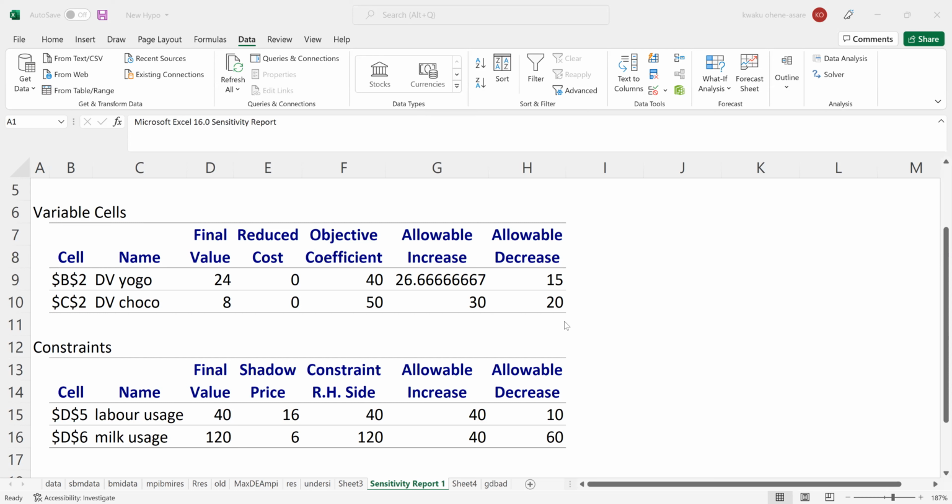Yes, so the optimal solution would be producing 24 fan yogo and 8 choco. But the final value can tell us what the optimal solution is. Relax, you can be wrong. Don't tell me the answer. Oh, how did you get it? What helps you to know the optimal solution to the problem?